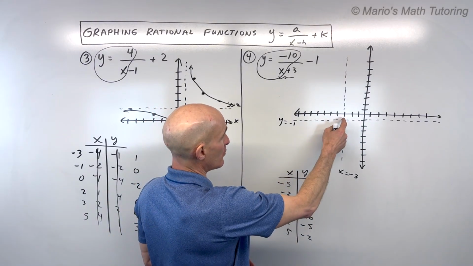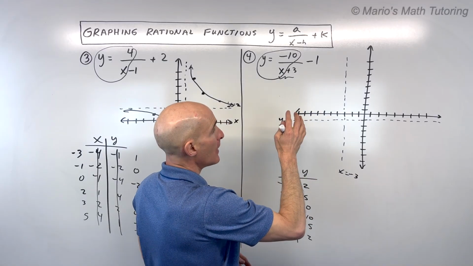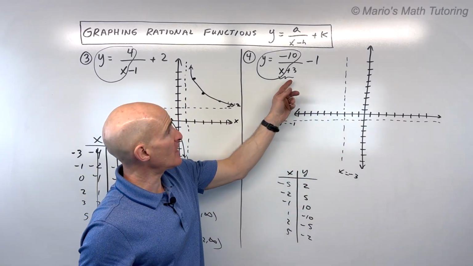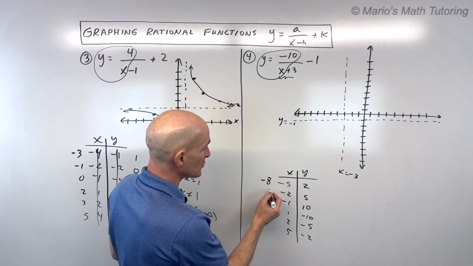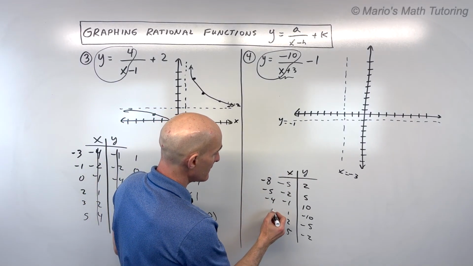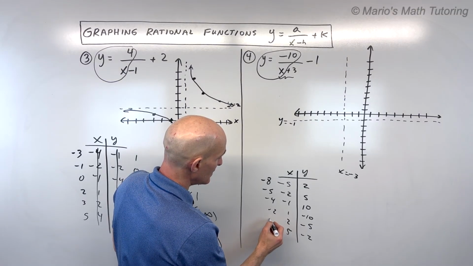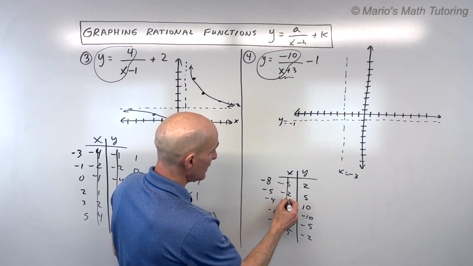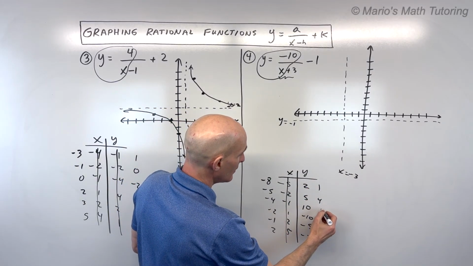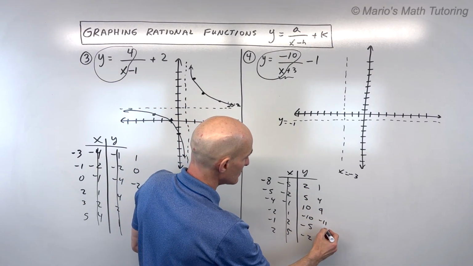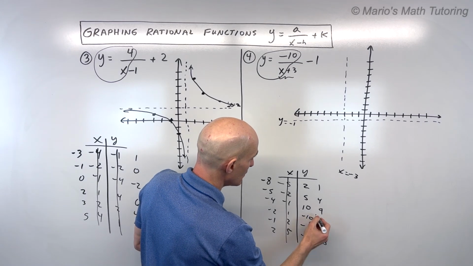I could plot these points, left 5, up 2. Or I could say, well, let me do the transformations. The plus 3 shifts everything left 3. So let me subtract 3 from all my x coordinates. Okay, that would be -1 and 2. And then the -1 shifts everything down 1. So let me subtract 1 from all my y values. Cross out the old ones.